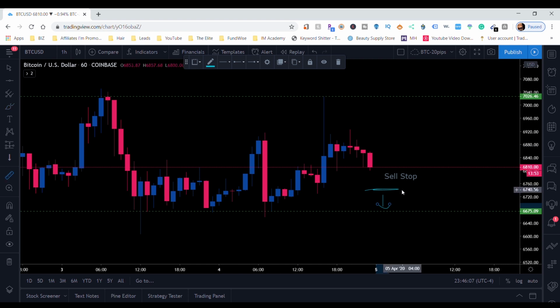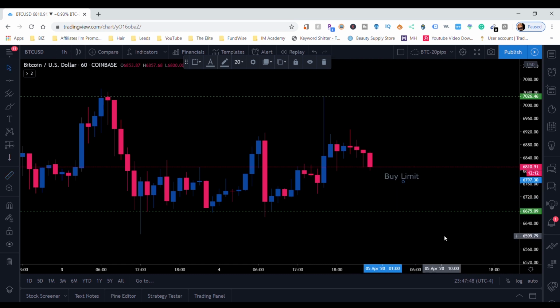Now, remember when I talked about the measurement tool in my previous video? This is the measurement tool. So if you got in right here and you took it down to this line, that's 67 pips. I don't trade Bitcoin, so it's either 68 pips or 687 pips, but that's how you use the measurement tool using TradingView. That is a sell stop.